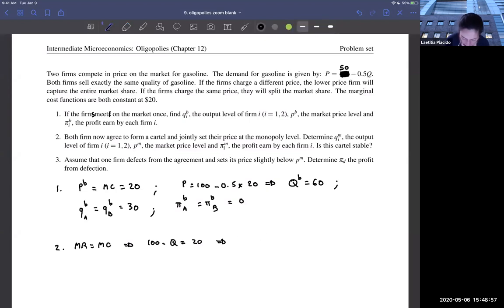Okay, let's finish the monopolies first. Okay, so that's 50 minus Q equals 20. So QM is 30. And the monopoly's price is 35.